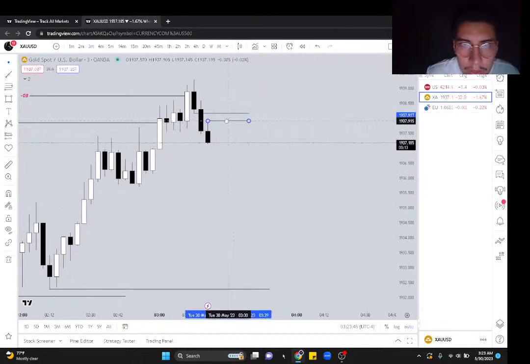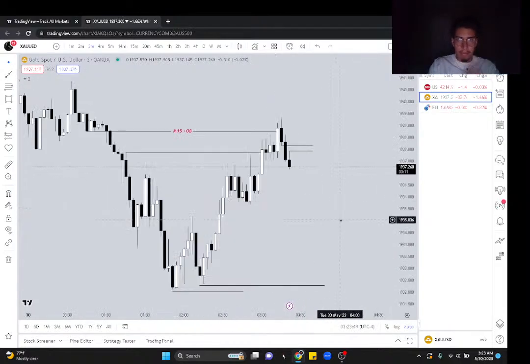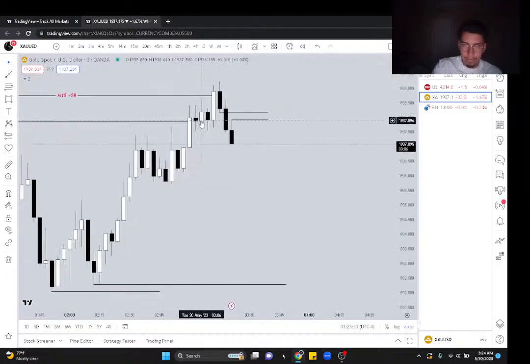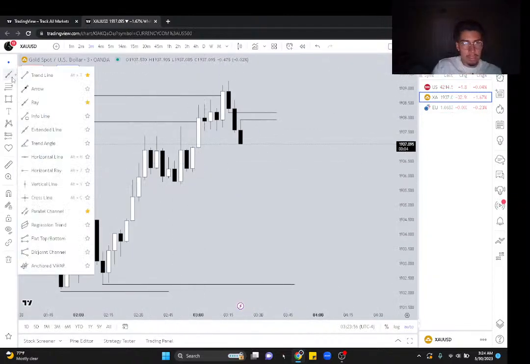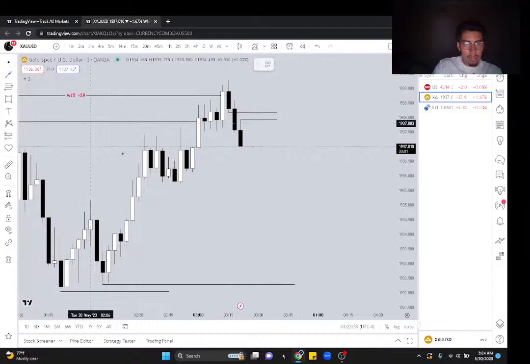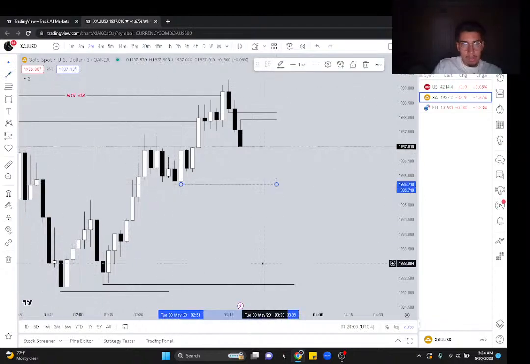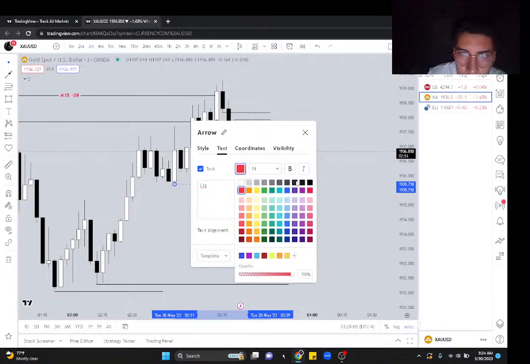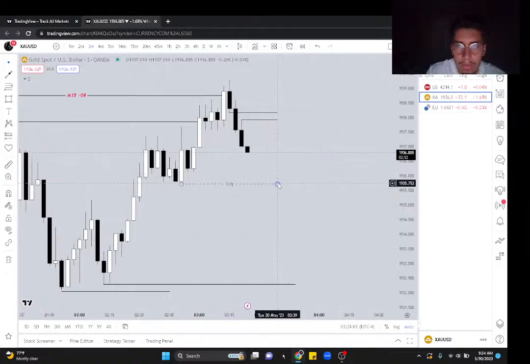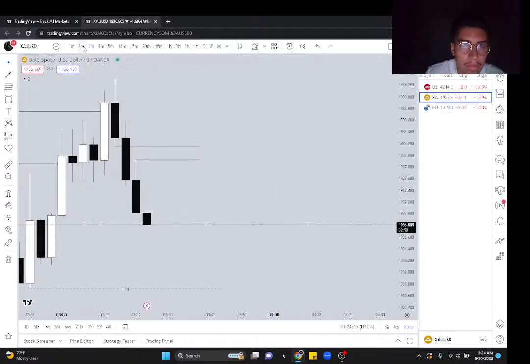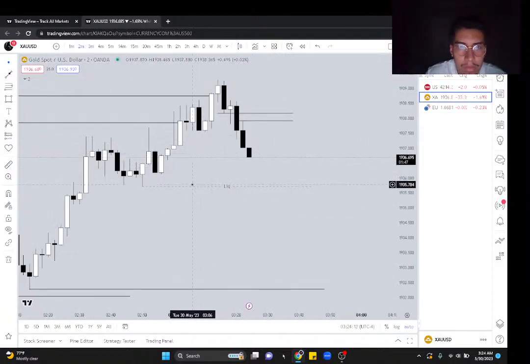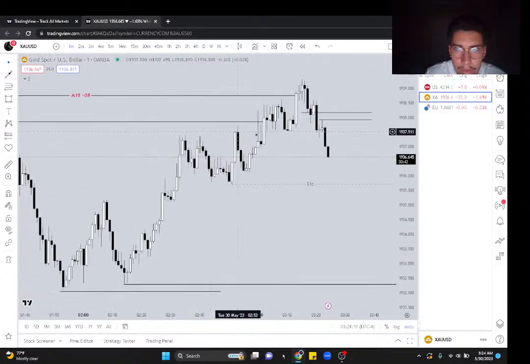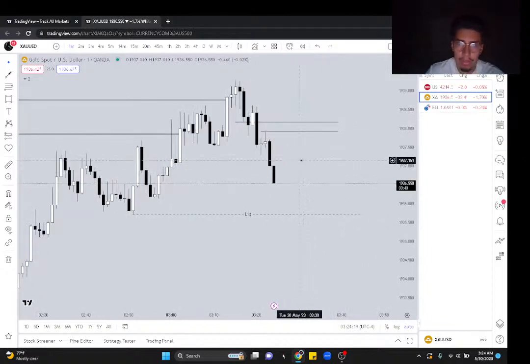15 seconds to go there. Out of the M15 FEG. Broke out of this level. Very nice to see. Displacement is what we're getting here.